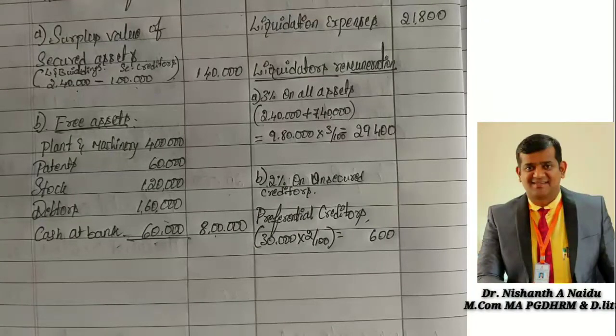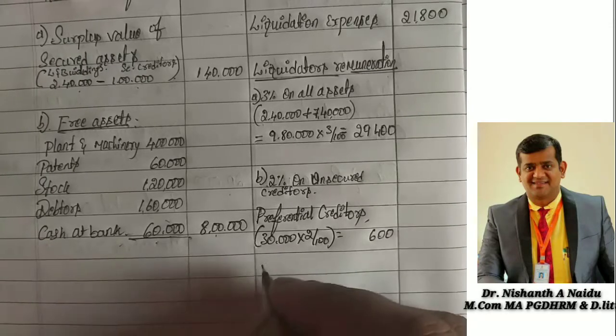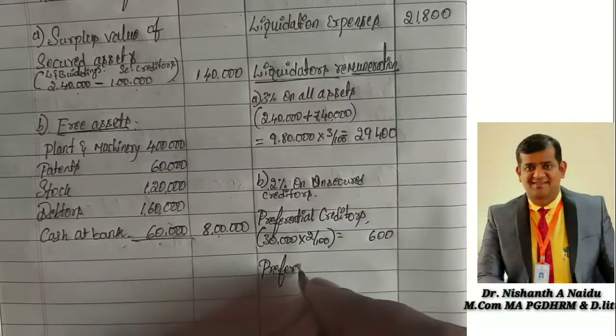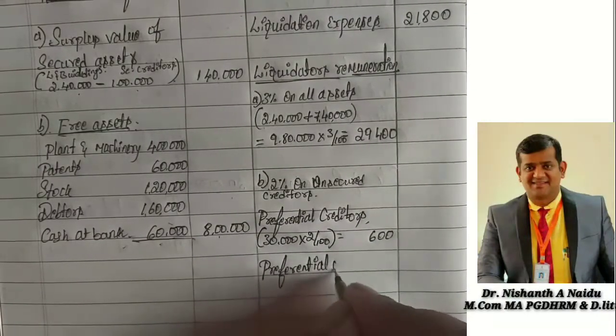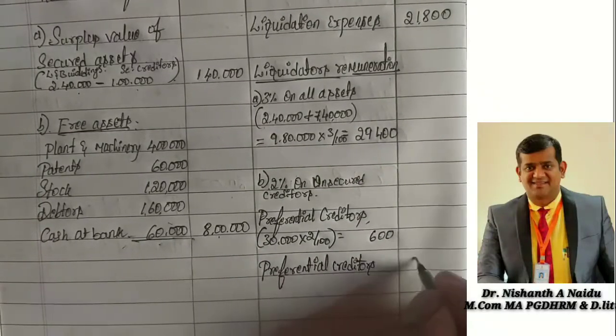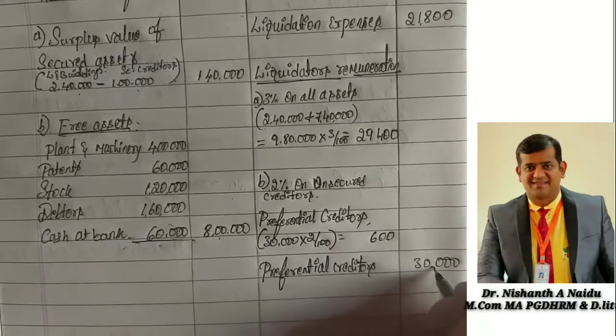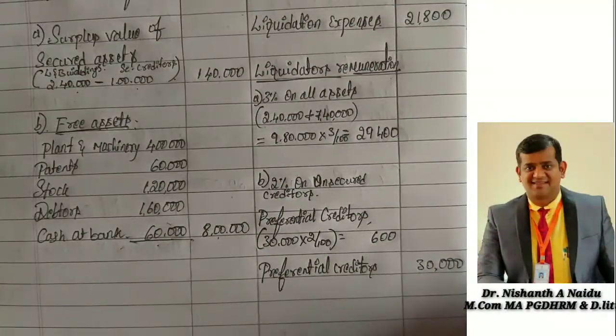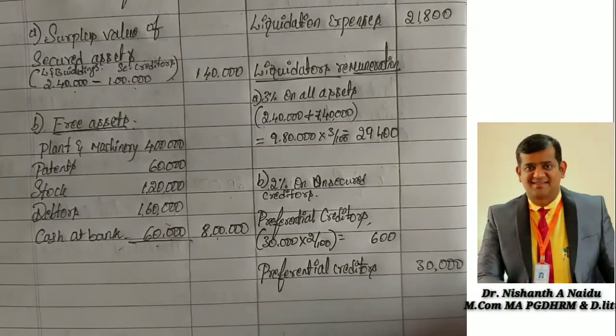Preferential creditors, we did the calculation. Now we have to calculate 2% on unsecured creditors. So the amount available to unsecured creditors we should calculate. Before that, I am filling in everything except this. Preferential creditors, how much should we pay them? 30,000 rupees we should pay, so I have written that. Then what else do we have? Debenture holders.